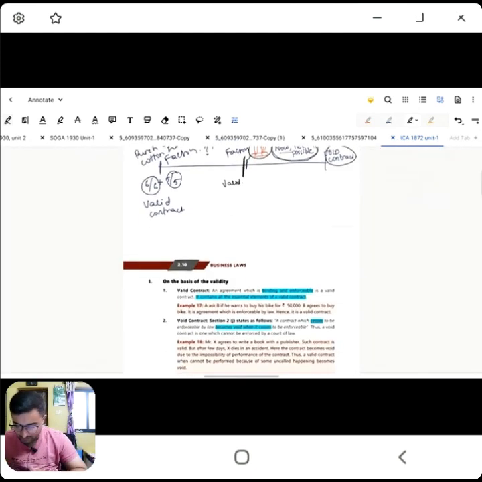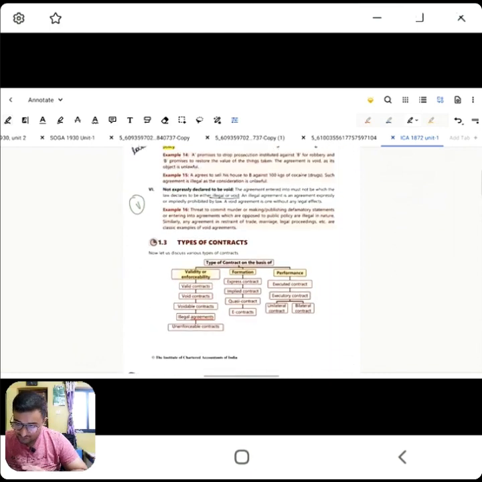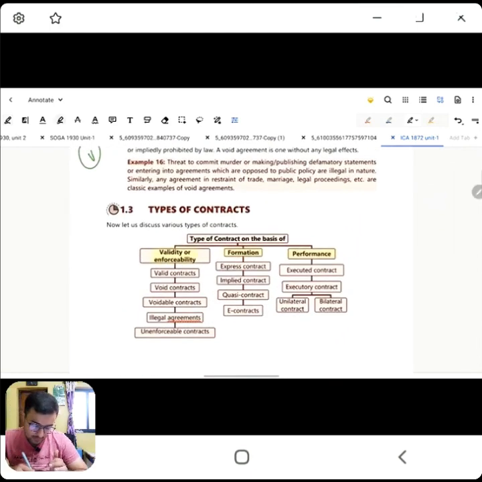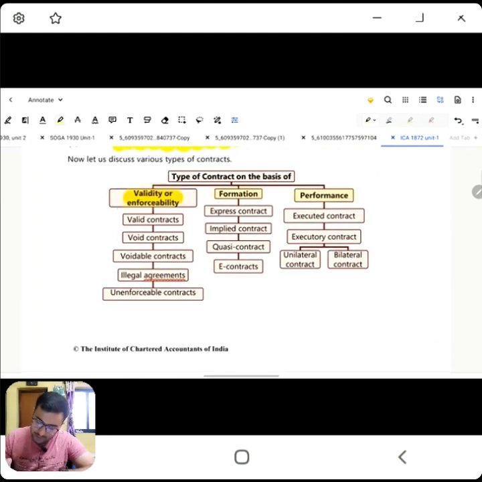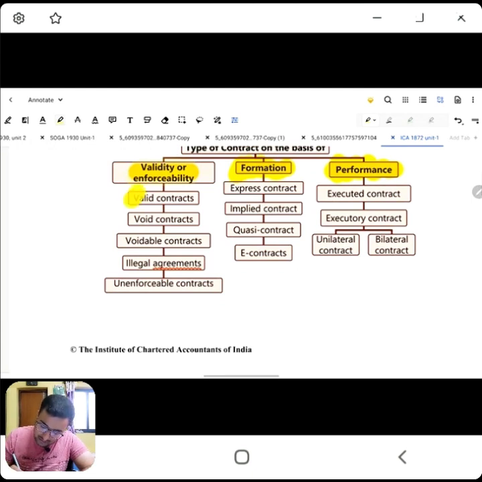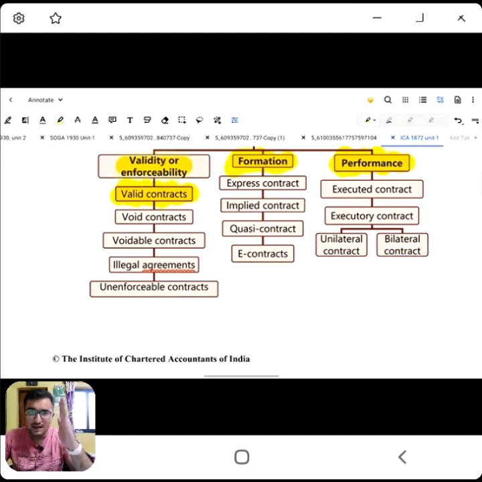Clear? Okay. The next discussion that we are entering into is very important again from your exam point of view, the discussion of types of contracts, right? We can bifurcate contracts on the basis of validity, on the basis of formation, and on the basis of performance. On the basis of validity, you can either have valid contracts. What are valid contracts? Valid contracts are those contracts which fulfill all the essential elements of a valid contract. Fine, section 10, all those conditions are fulfilled, it is a valid contract.